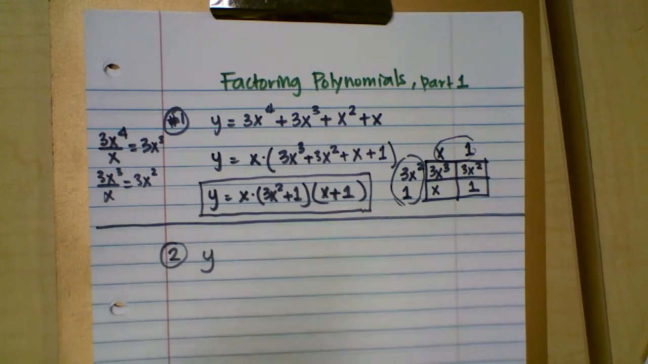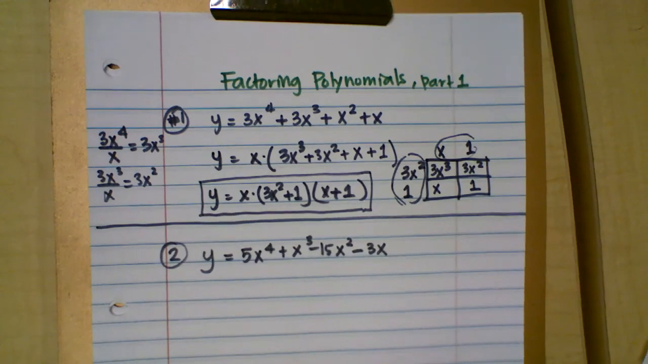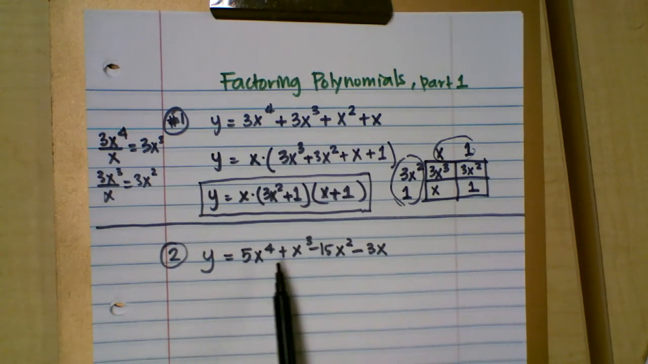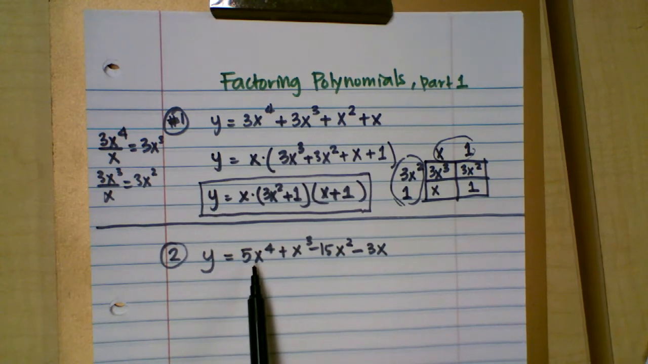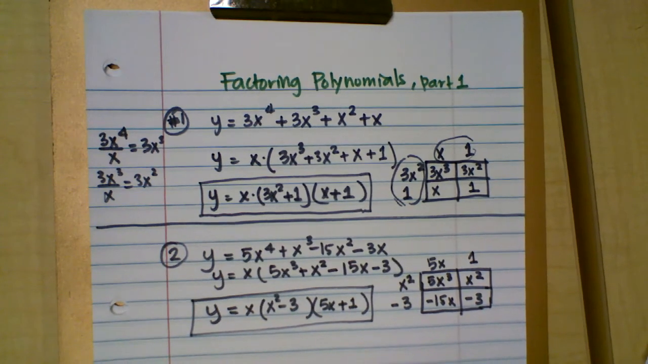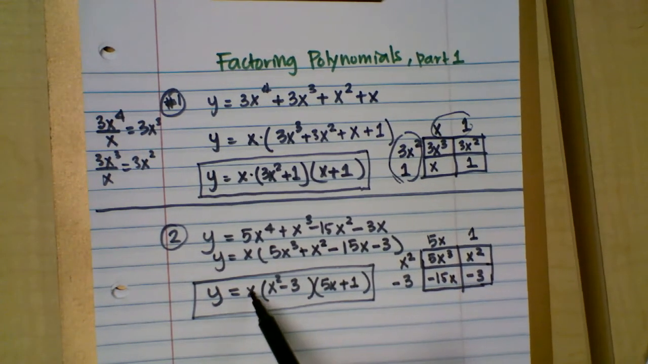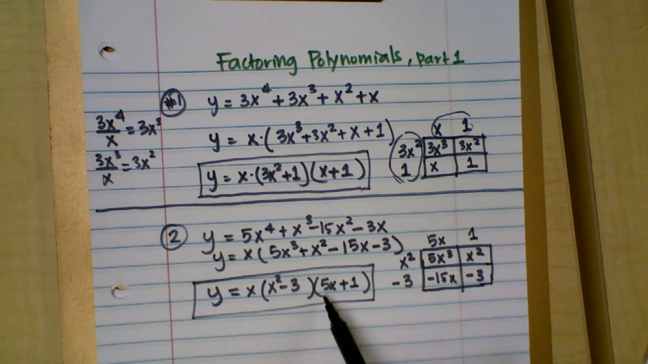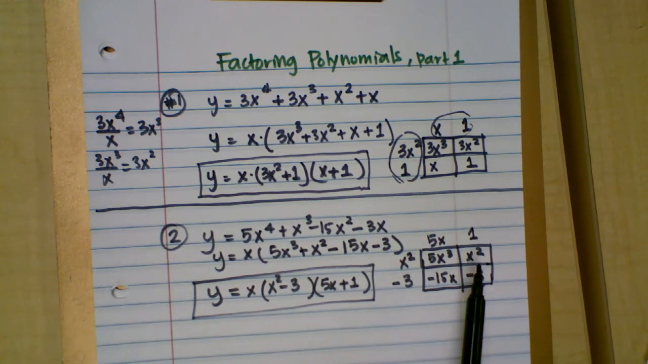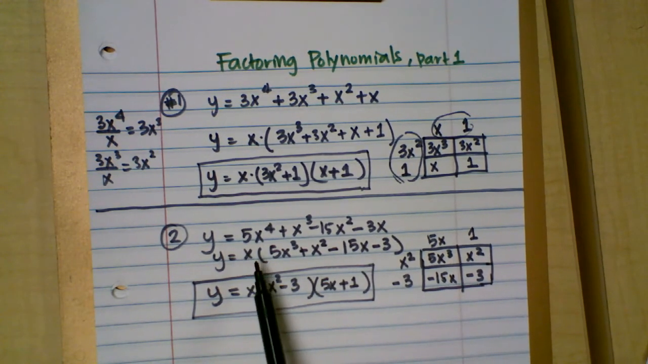So here is example number 2. Please pause the video, and take the time to factor this polynomial function of degree 4. Okay, so I factored it. The factored form is going to be x times (x squared minus 3) times (5x plus 1). I hope you got the same answer. If you didn't get the same factors, maybe you made a mistake somewhere, either in using the box method or in factoring out the x.